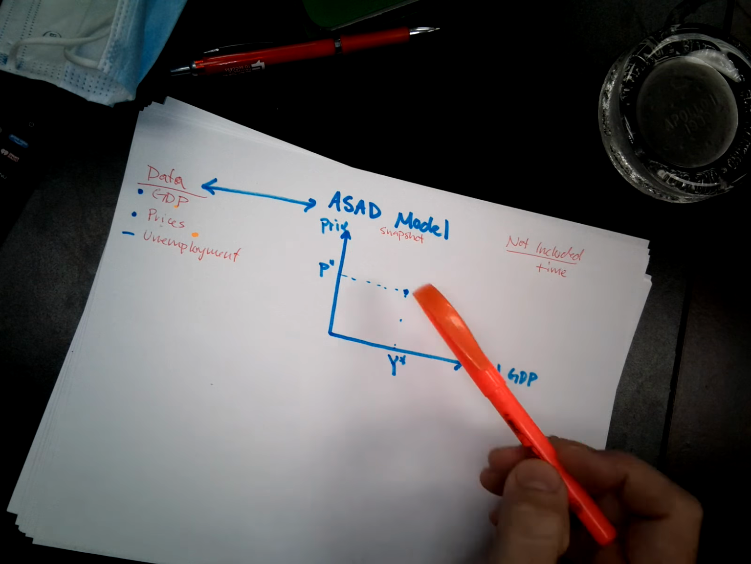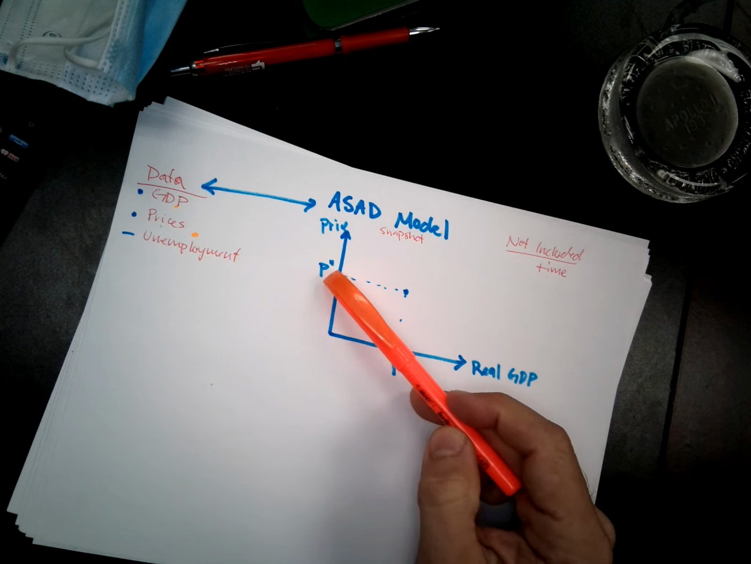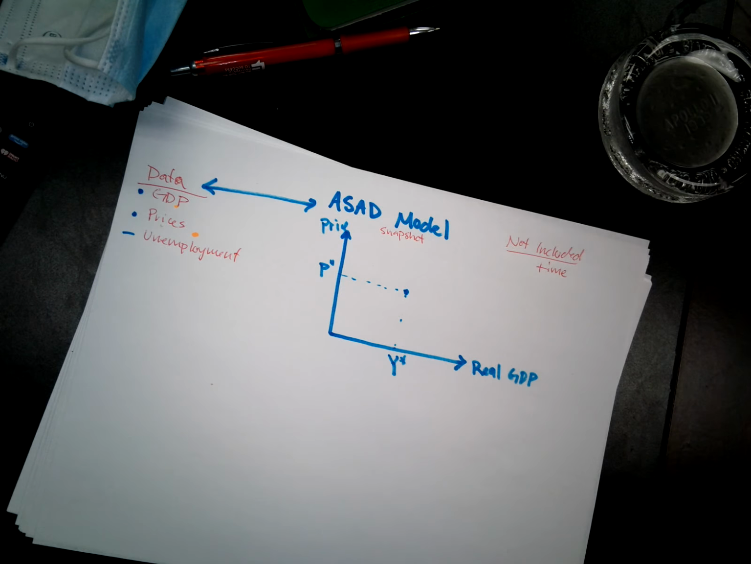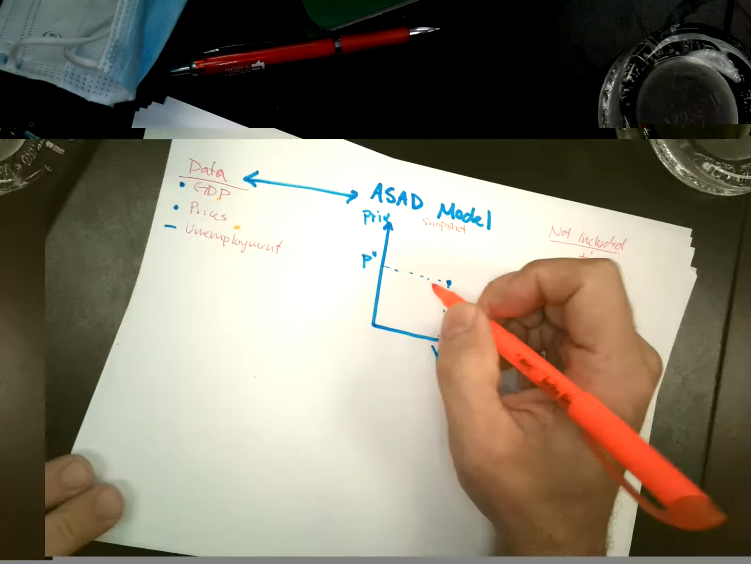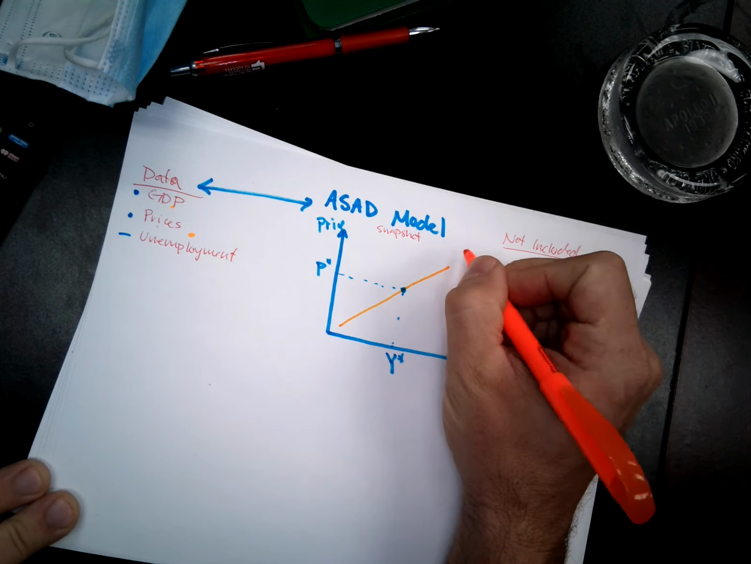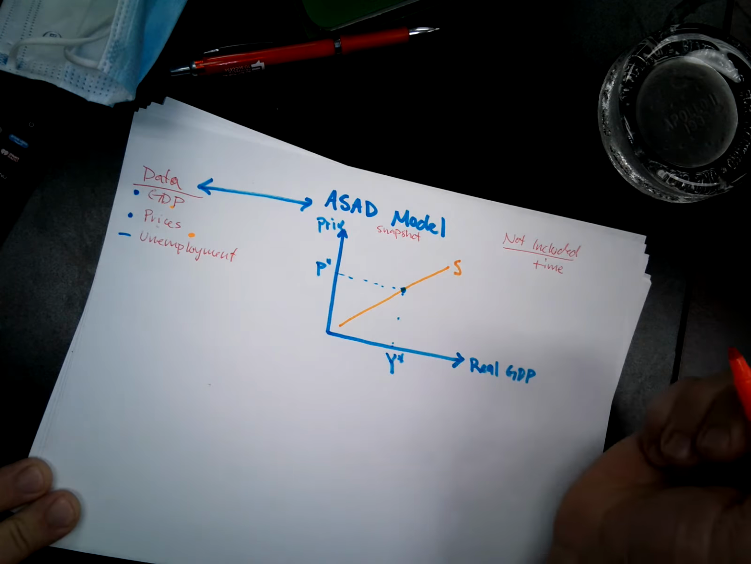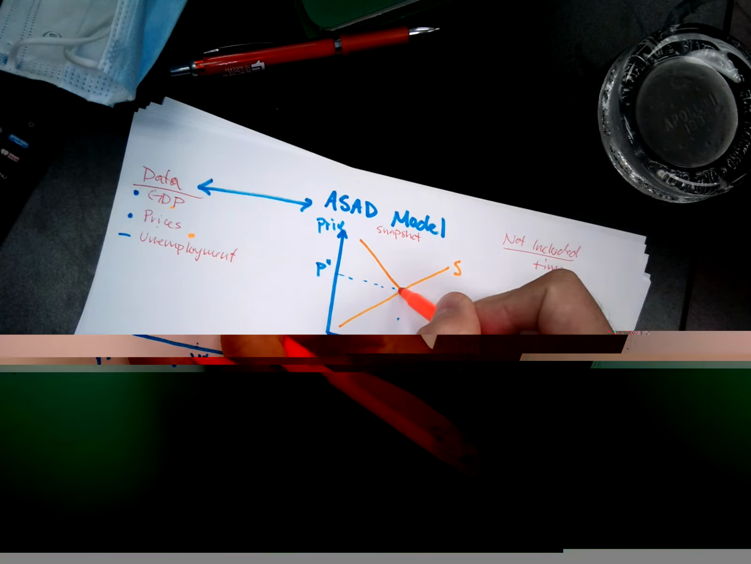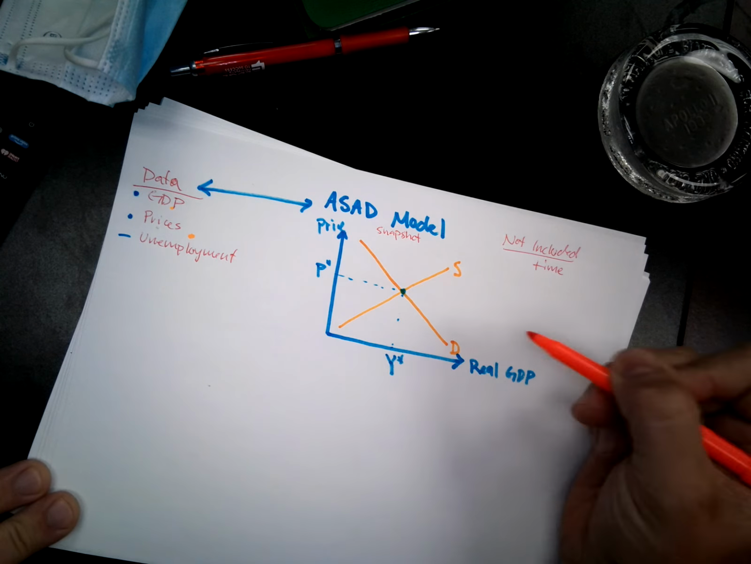We say that this point, this price level and GDP in a certain time period, is the result of an interaction between two market forces. We think of a market as an exchange between buyers and sellers. So we have sellers that are going to supply, so we have our supply curve, and we have consumers on the other side of the market that demand goods.